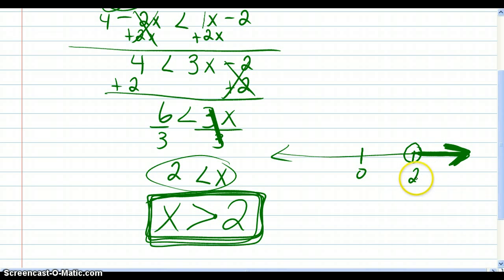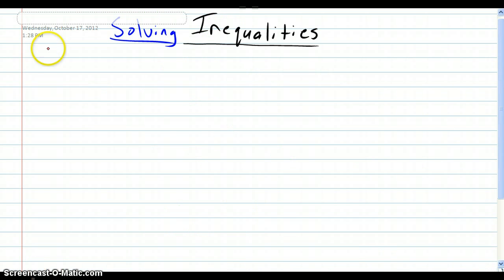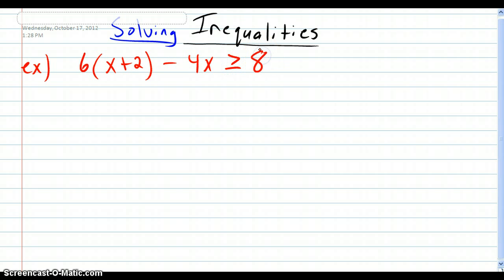So this is showing everything greater than 2. Good. Let's try one now that has a greater than or equal to symbol. That way you can see how to graph that. 6 times x plus 2, minus 4x is greater than or equal to 8.